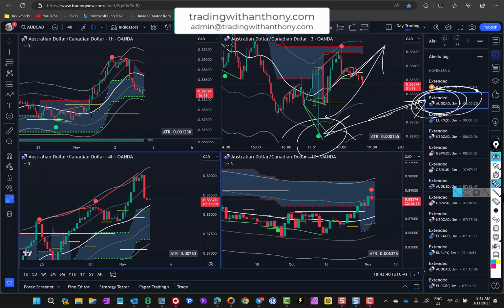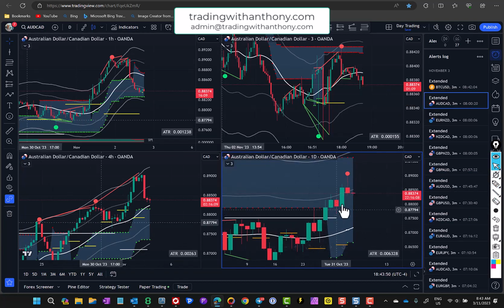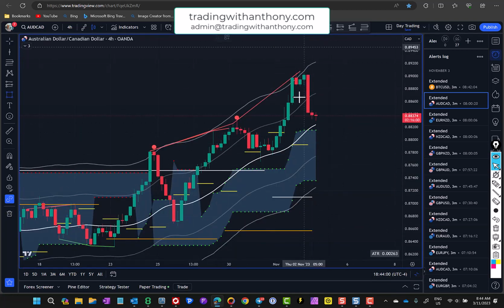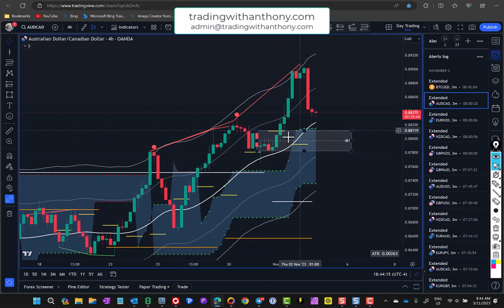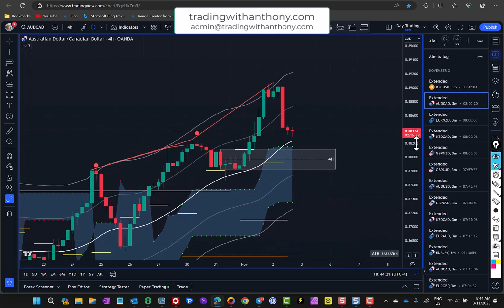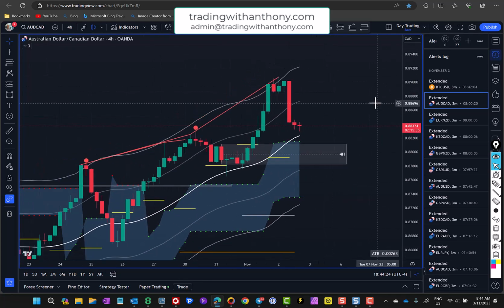Why I think this stacks up is due to the fact that we're clearly bullish on the daily. We've got this pullback. I like the 4-hour chart. We've got the move back into this range here. We're trading above the cloud, and this is beautiful price action. I like it, and it fits with my Fibonacci entry criteria.